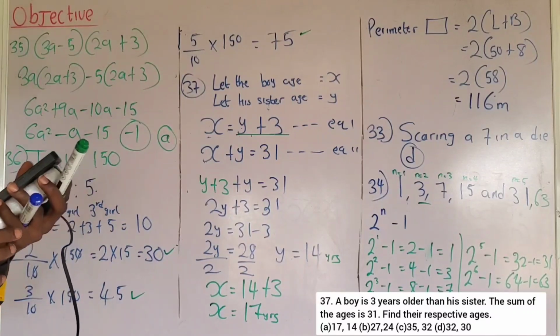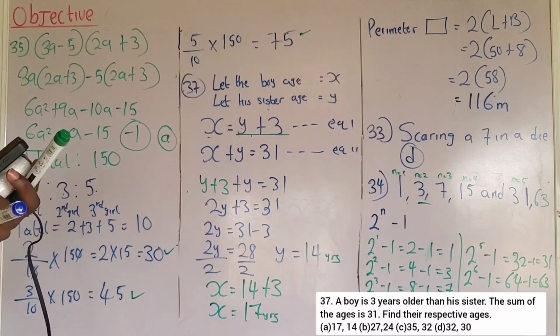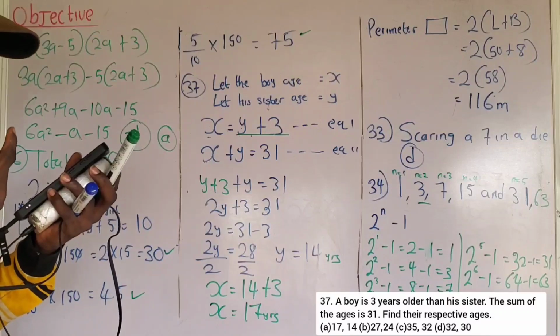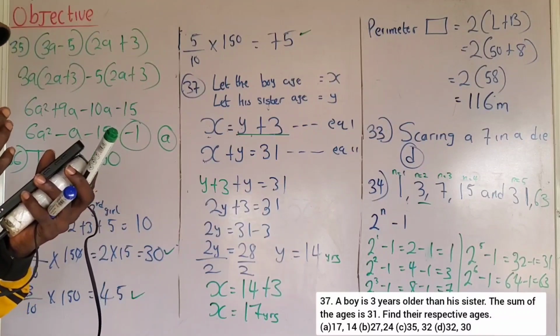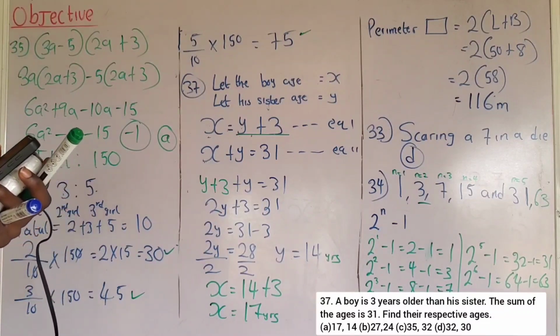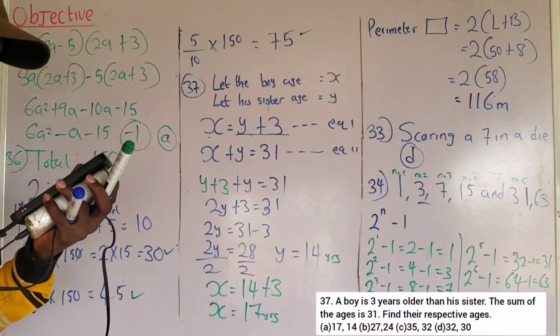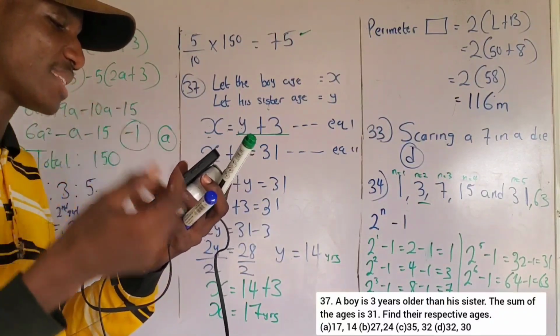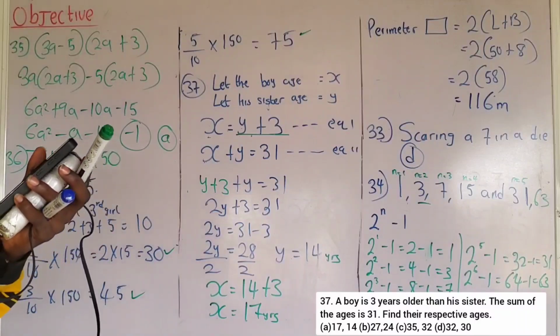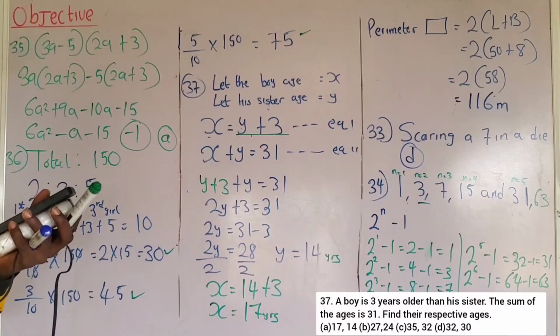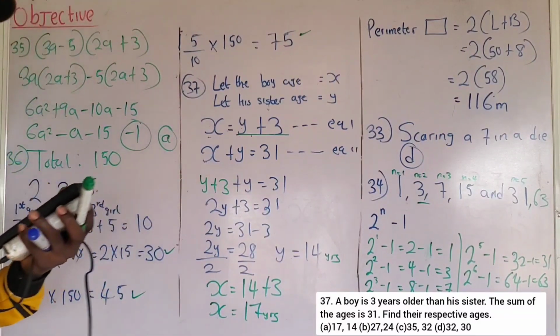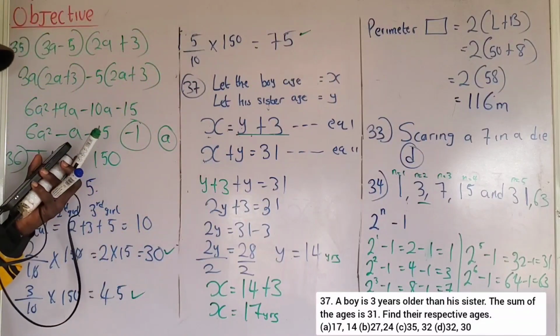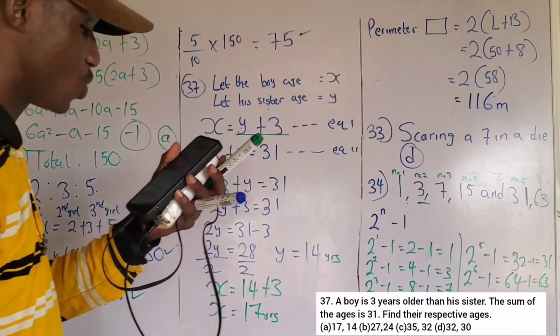So let us check the right option. We have to find their respective ages. Option A, we have 17 and 14. Option B, 27 and 24. Option C, 35 and 32. Option D, 32 and 30. Option A is the correct option, because the age of the boy is 17, while the age of the girl is 14. Now let us proceed to the next question.